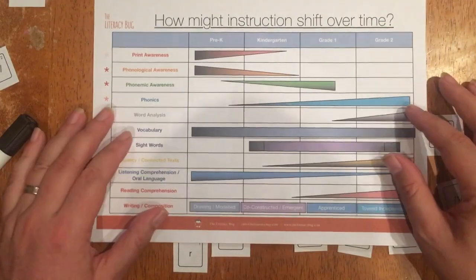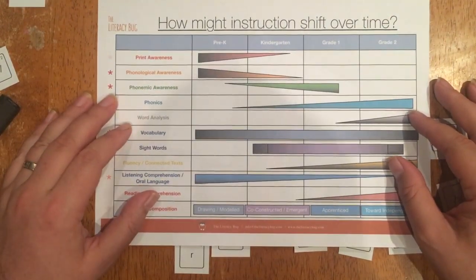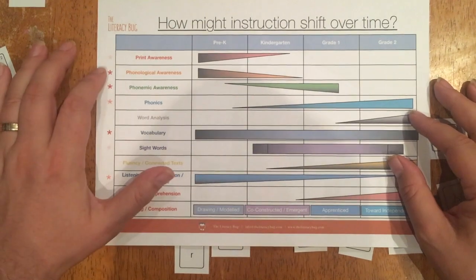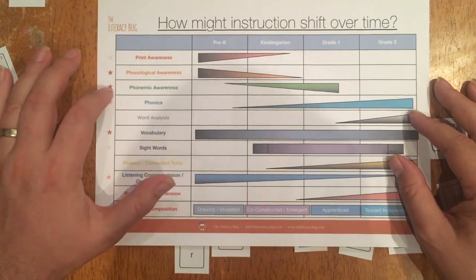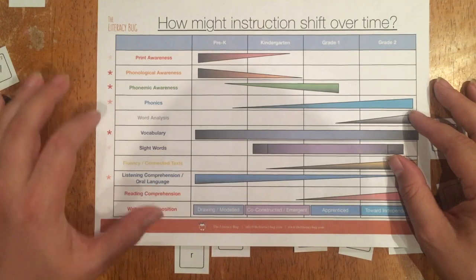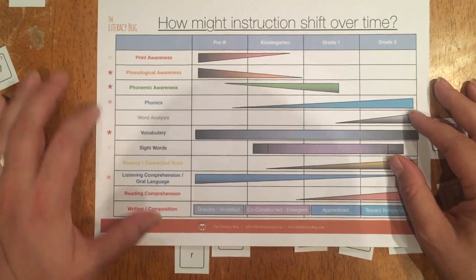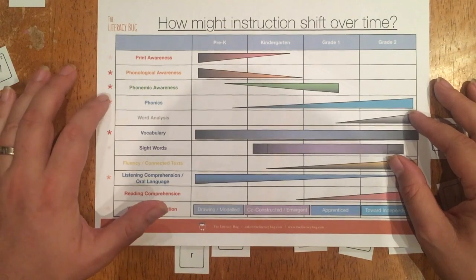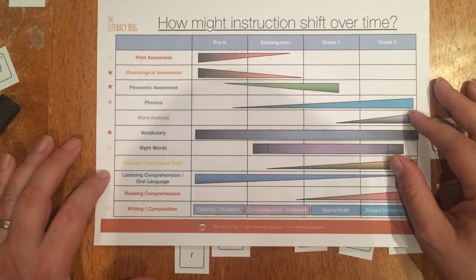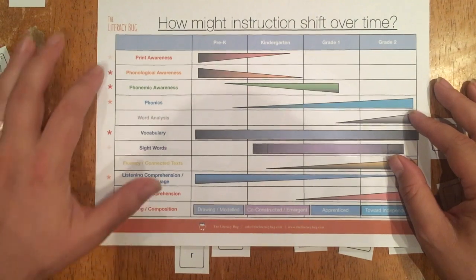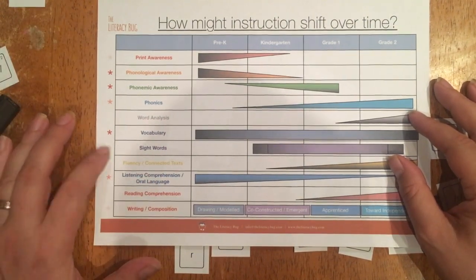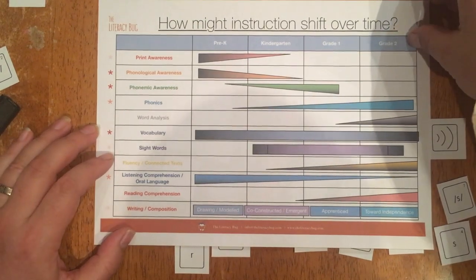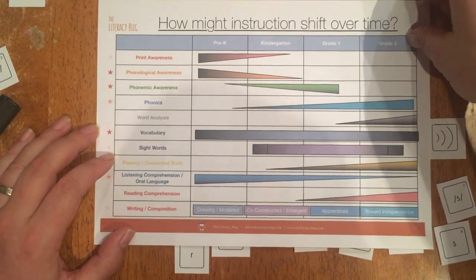Now, in relation to how we focus on instruction, the key emphasis in this activity is phonological awareness and phonemic awareness, as well as vocabulary. And that's why those are in brighter red. But also phonics and listening comprehension, oral language, and to a lesser extent, print awareness, sight words, and writing and composition.